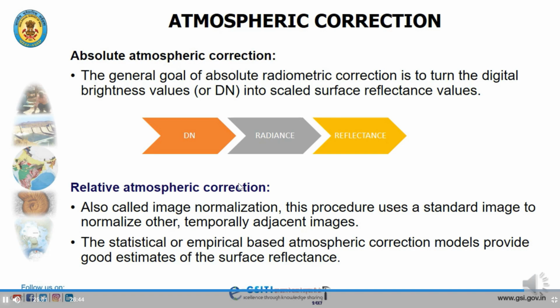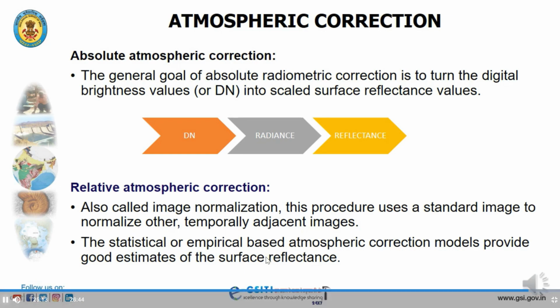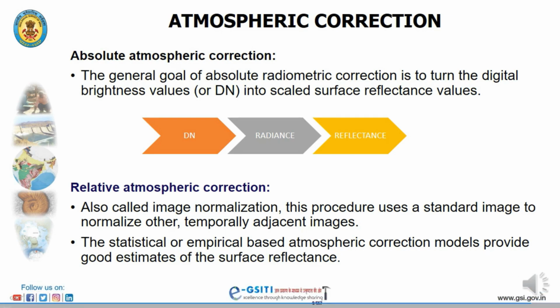Absolute atmospheric correction. The general goal of absolute radiometric correction is to turn the digital brightness value, or DN, into a scaled surface reflectance value. So as the data we are receiving, we can convert the DN into radiance and into reflectance.